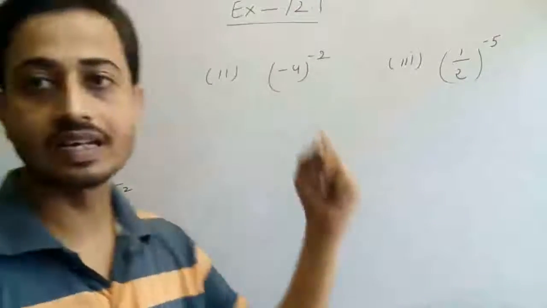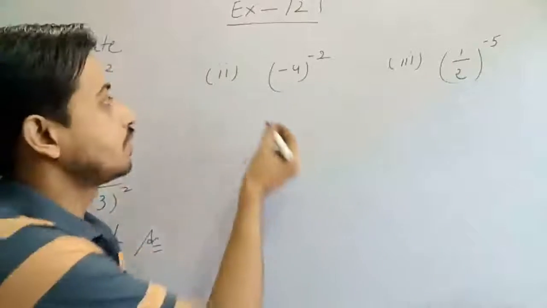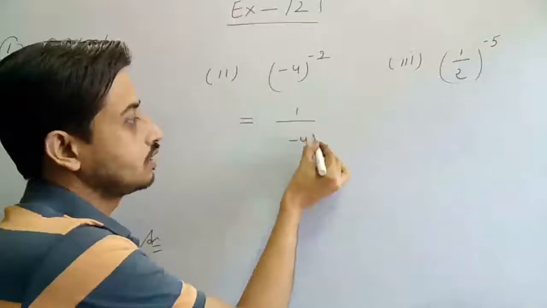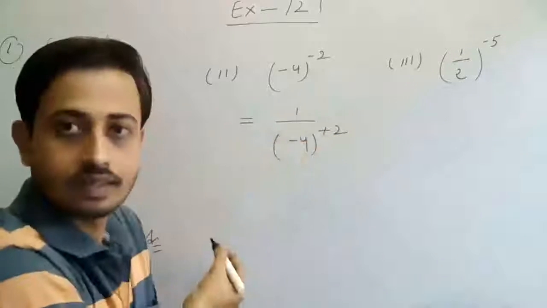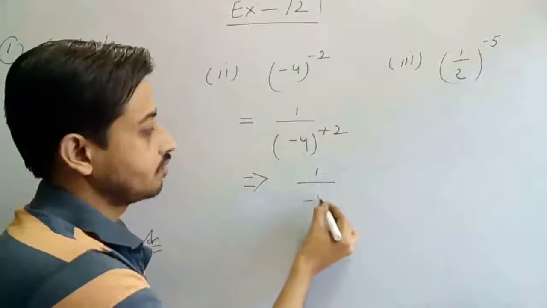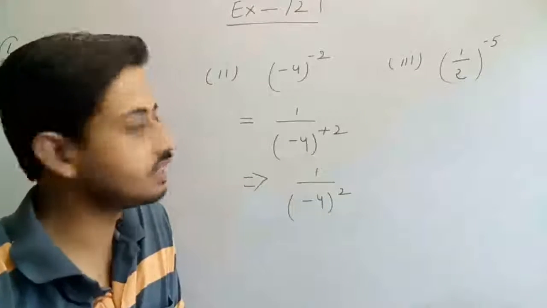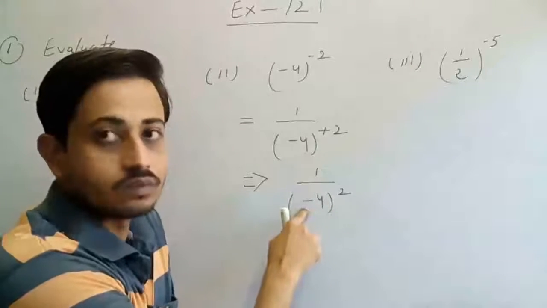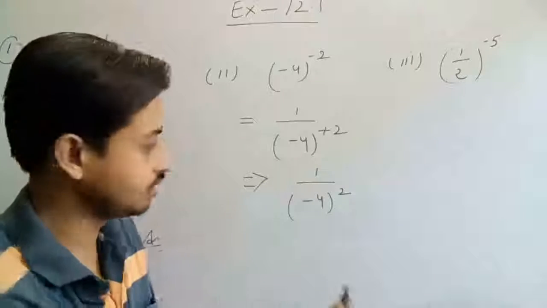Again the power is negative. So you have to move it same in the denominator part. So this becomes 1 divided by negative 4 raised to the power negative 2 becomes positive 2. So this can also be written as 1 upon negative 4 raised to the power 2, because positive 2 can be written as simply 2.